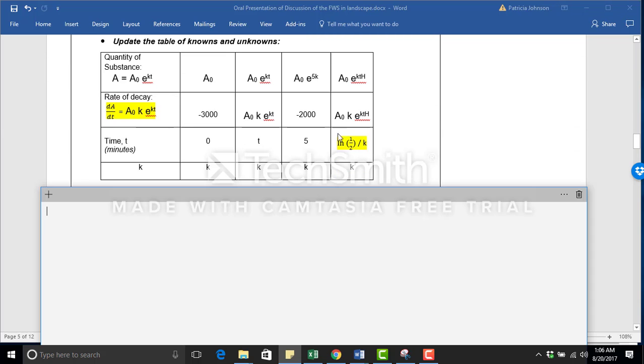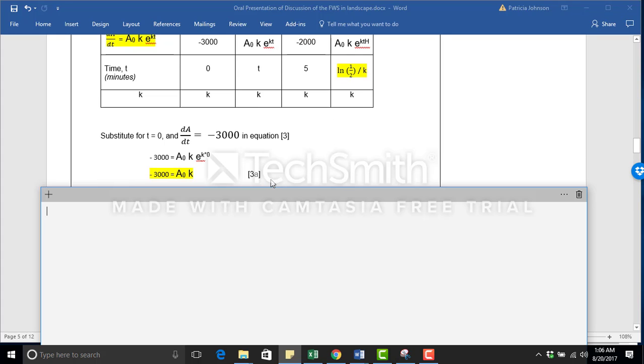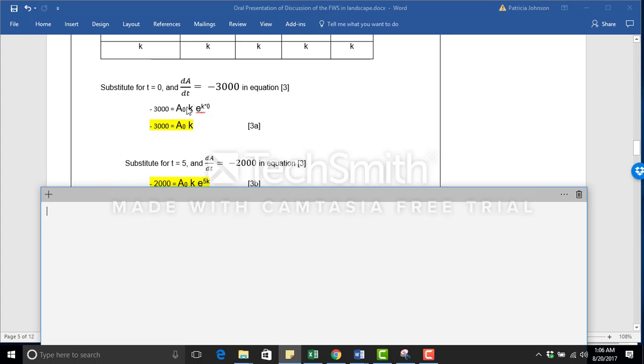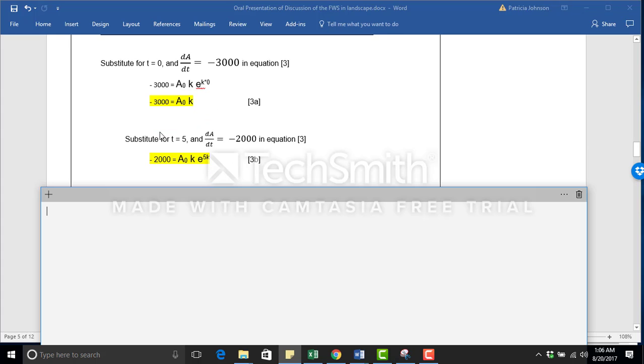Now we update our table and it looks like this. And we can start substituting what we know into our rate equation. So minus 3,000 will equal the original quantity times k times e raised to the 0 power, which is 1. So this simplifies down nicely. Substitute at 5 minutes, the rate is minus 2,000. And this simplifies, so we now have two equations with two variables.